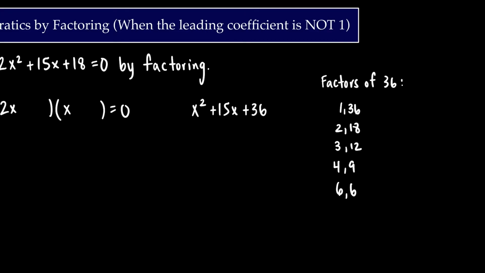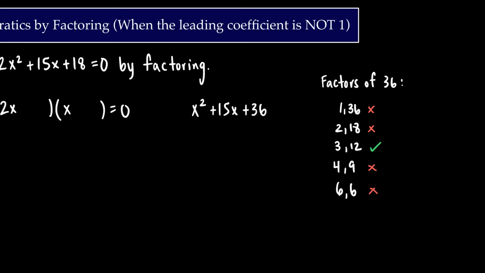Positive 3 and positive 12. I think we're good. So that doesn't work, that doesn't work. This works. 4 and 9 makes 13. 6 and 6 makes 12. So okay, cool. We got our pair.